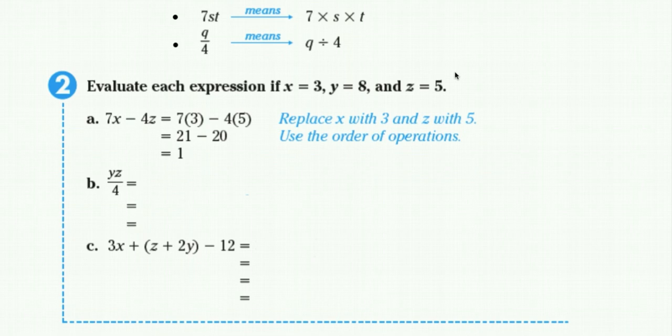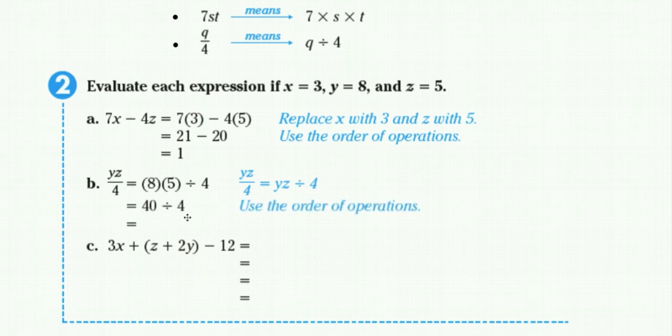Example 2b, yz over 4. Remember, yz represents multiplication. And then again, the first rule in evaluating is to substitute the values. We have 8 times 5 divided by 4. Remember, the fraction bar indicates division. So 8 times 5 divided by 4. Following the order of operations, we go from left to right. Multiply 8 times 5 first. End up with 40 divided by 4. Simplified is 10.